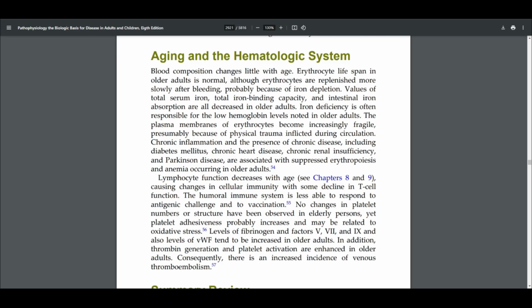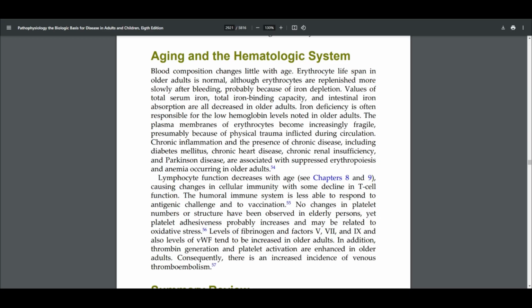The plasma membranes of erythrocytes become increasingly fragile, presumably because of physical trauma inflicted during circulation. Chronic inflammation and the presence of chronic disease, including diabetes, heart disease, renal insufficiency, and Parkinson's disease, are associated with suppressed erythropoiesis and anemias occurring in older adults. Lymphocyte function decreases with age, causing changes in cellular immunity, with some decline in T cell function. The humoral immune system is less able to respond to antigenic challenges and to vaccination.